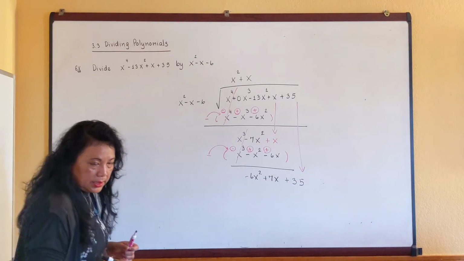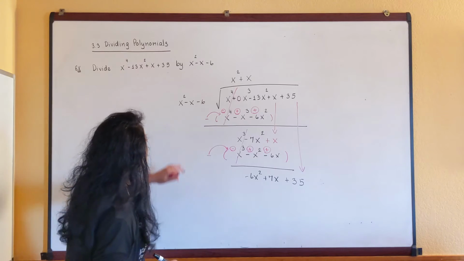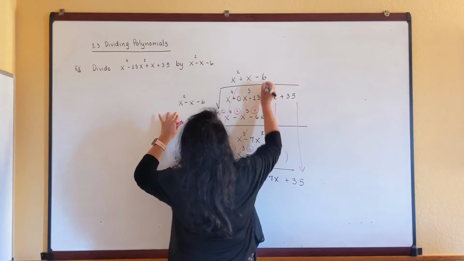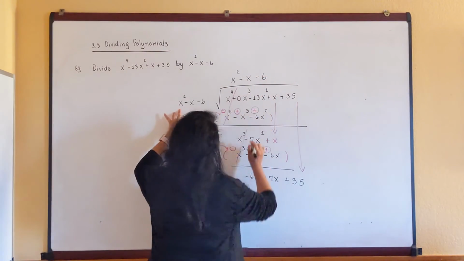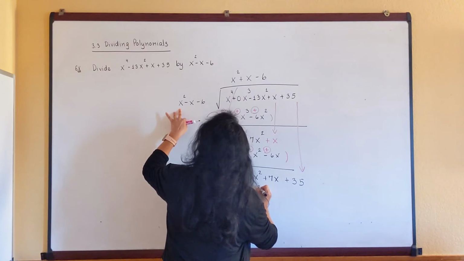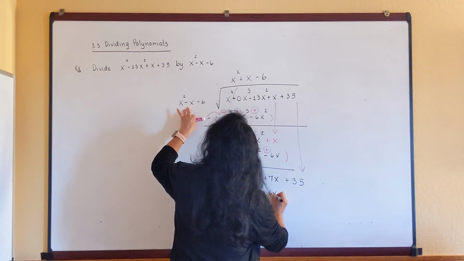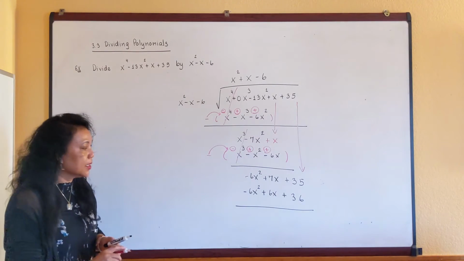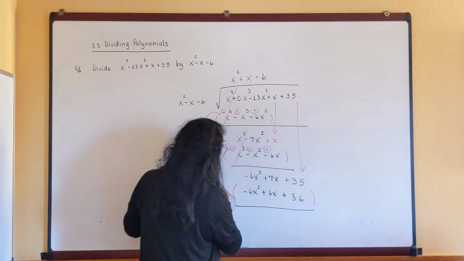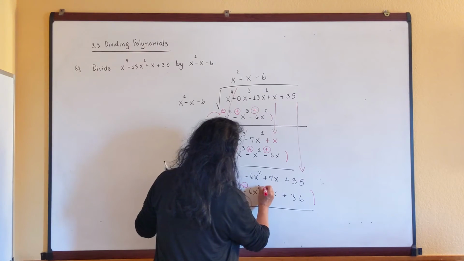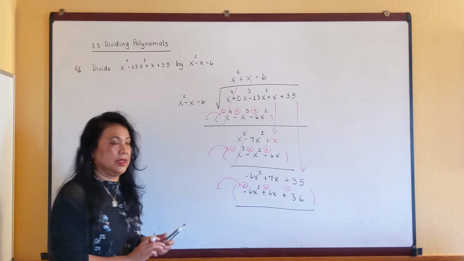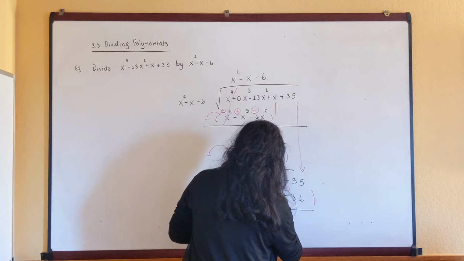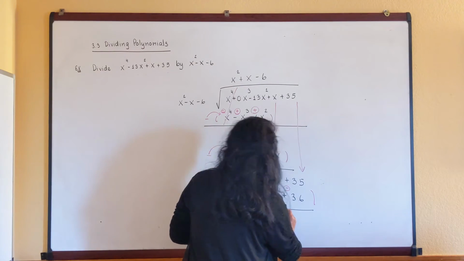Now I need to get negative 6x squared, so I have to multiply by negative 6. Negative 6 times this, I have negative 6x squared plus 6x plus 36. Subtract. Become plus, become minus, become minus. So the first term will cancel out. The second term, I end up with x minus 1.